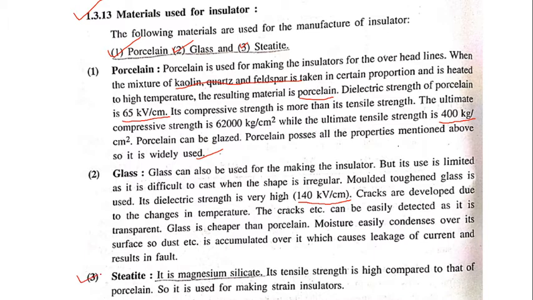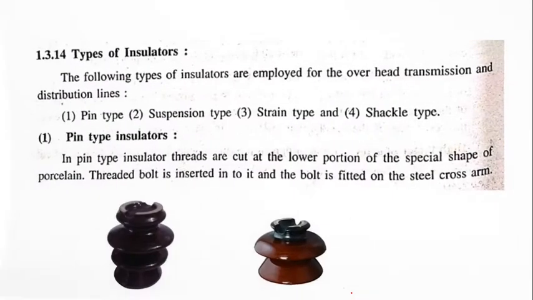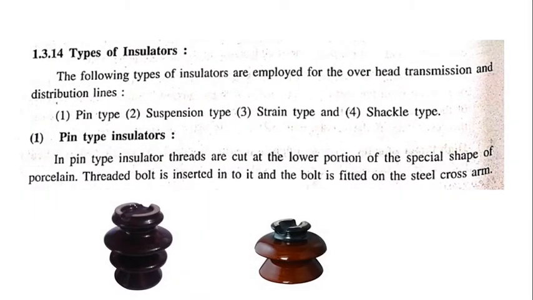Steatite, the third one, that is steatite. It is magnesium silicate. Its tensile strength is high compared to that of porcelain, so it is used in making strain insulators. So remember that. Next, we are going to talk about the types of insulator.